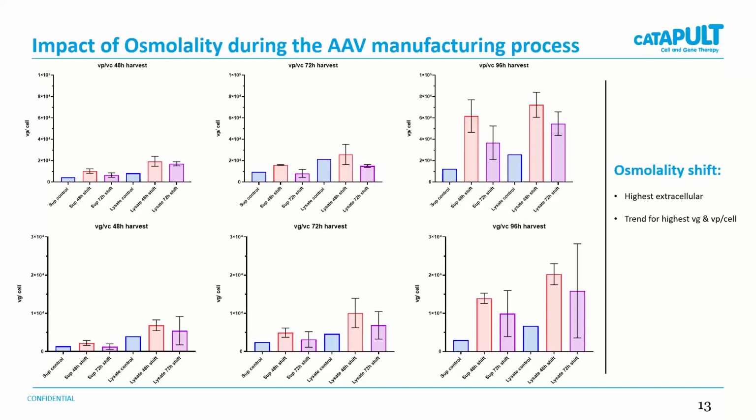On those graphs, what you can see is supernatant versus lysate. And it's quite obvious that we have more extracellular when we do a shift in osmolarity, both for the shift at 24 hours and 72 hours. We can also see a trend for higher viral genome and viral particle, so specific viral genome and specific viral particle.